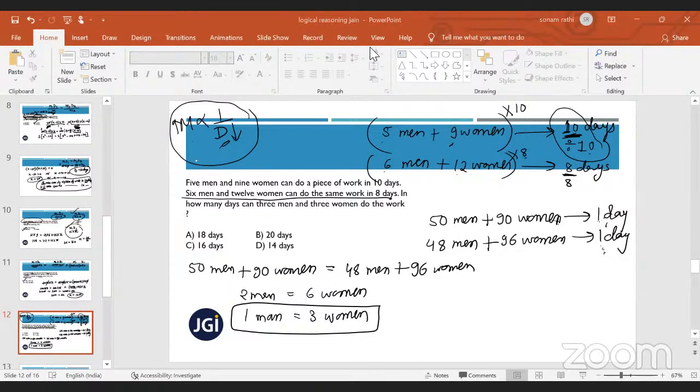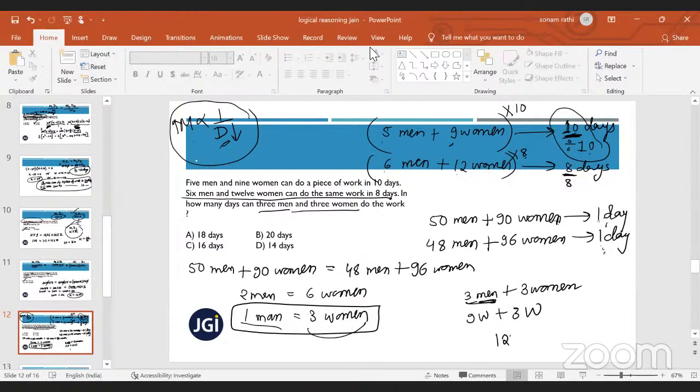Okay. Now read the question. 3 men and 3 women we want. So 3 men plus 3 women we need to calculate. We know 1 man is equal to 3 women. So 3 men will be how many women? 1 man is 3 women. So 3 men will be how many women? Tell me. 9. So instead of 3 men, I will write 9 women plus 3 women.